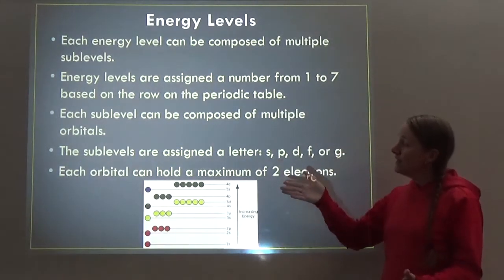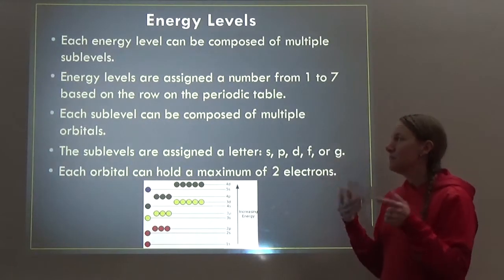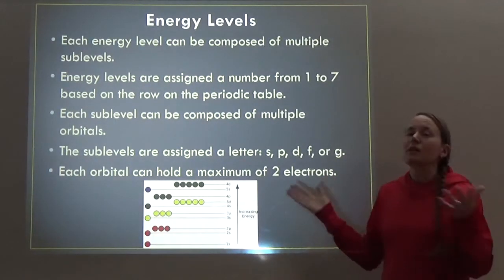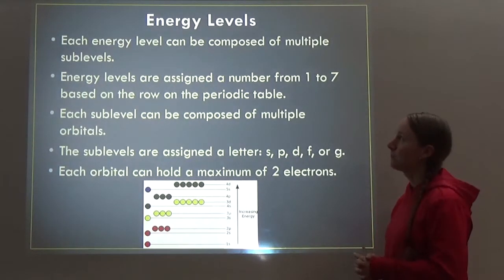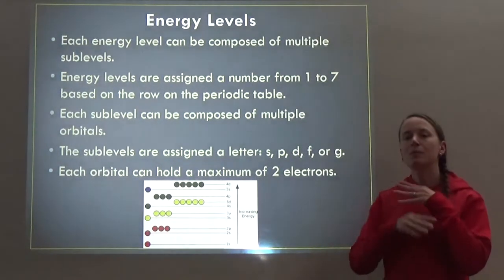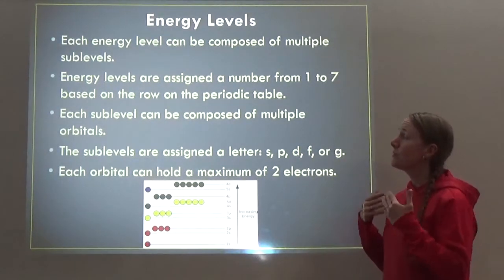In the quantum mechanical model, we have figured out a lot more about energy levels than Bohr first thought when he came up with them. And so we have energy levels, they can be broken into sublevels, which can be broken into orbitals. So we're going to talk about all of that.